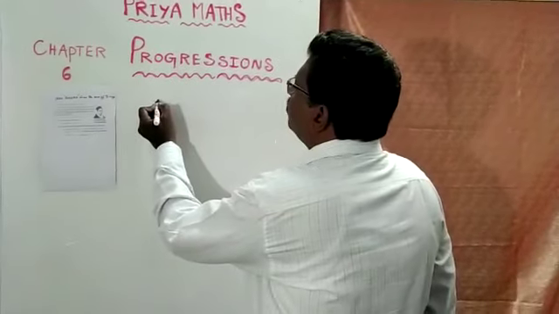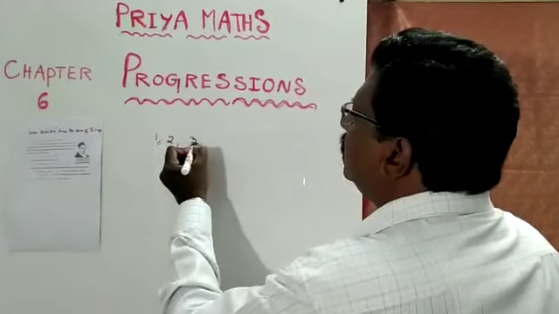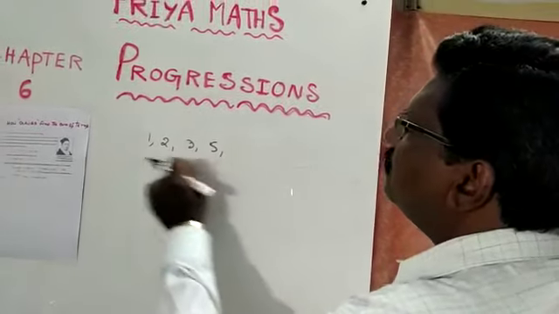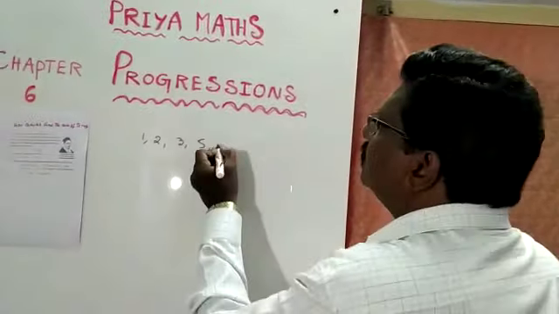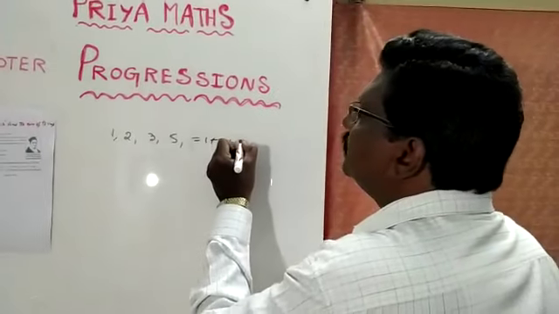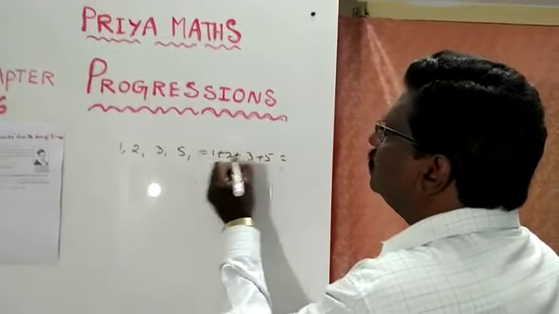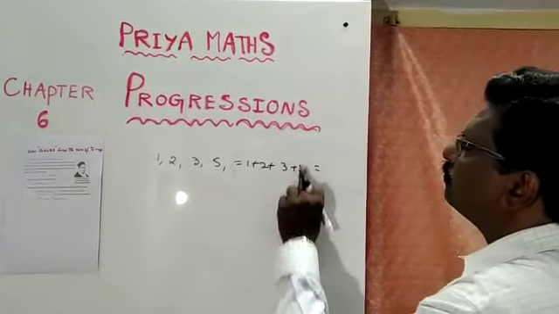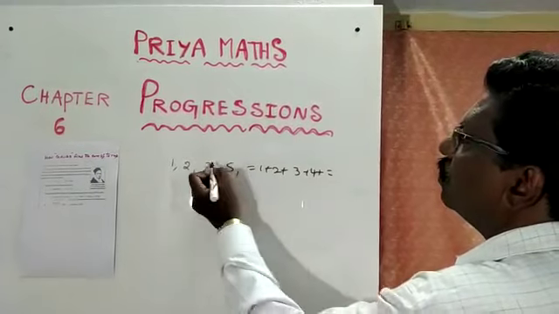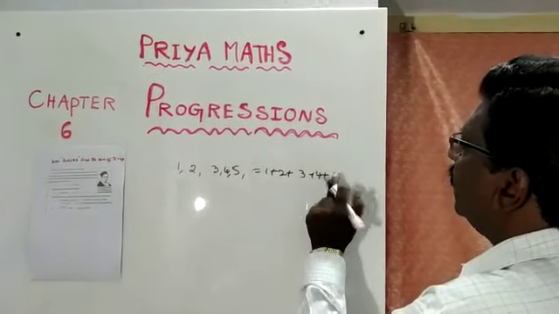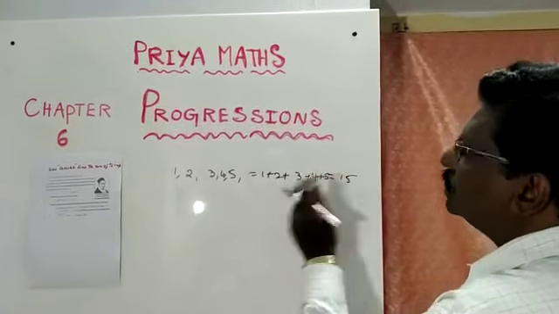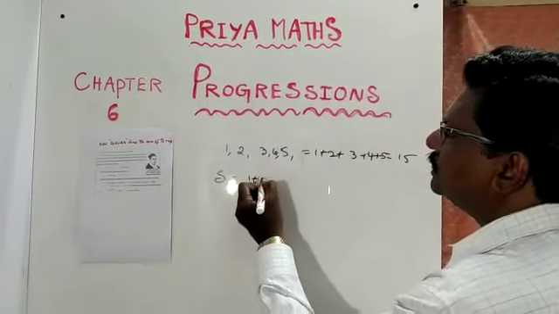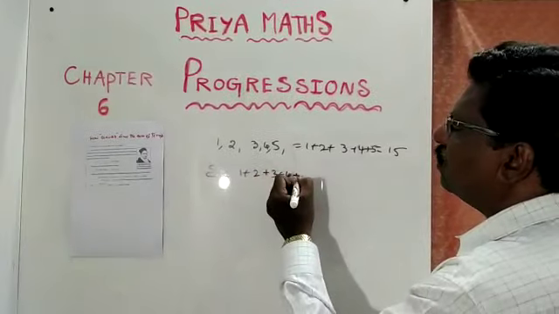Look here, for example, 1, 2, 3, 4, 5. So take 5 only. Sum of the numbers. Sum of the numbers means what? 1 plus 2 plus 3 plus 4 plus 5 is equal to... 1 plus 2, 3 plus 3, 6 plus 4, 10 plus 5, 15. So he tells immediately. 1 plus 2 plus 3 plus 4 plus 5.